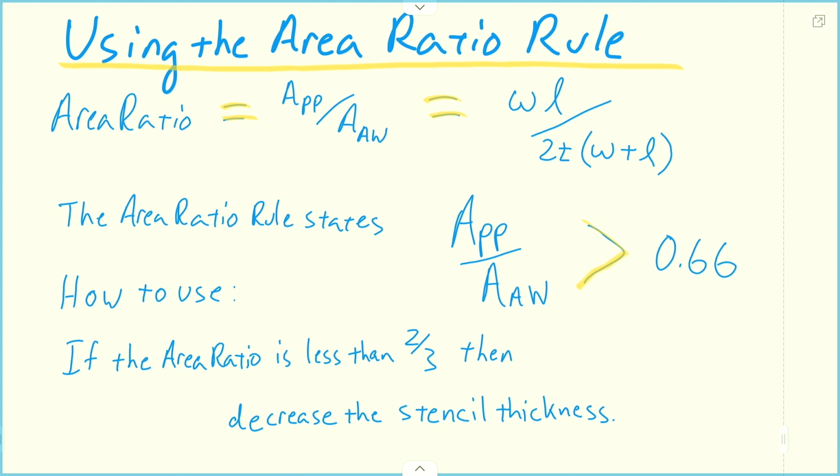Okay, now that we know the ratio and the rule, how do we use it? If the area ratio is less than 2/3, then you should seriously consider decreasing the stencil thickness.